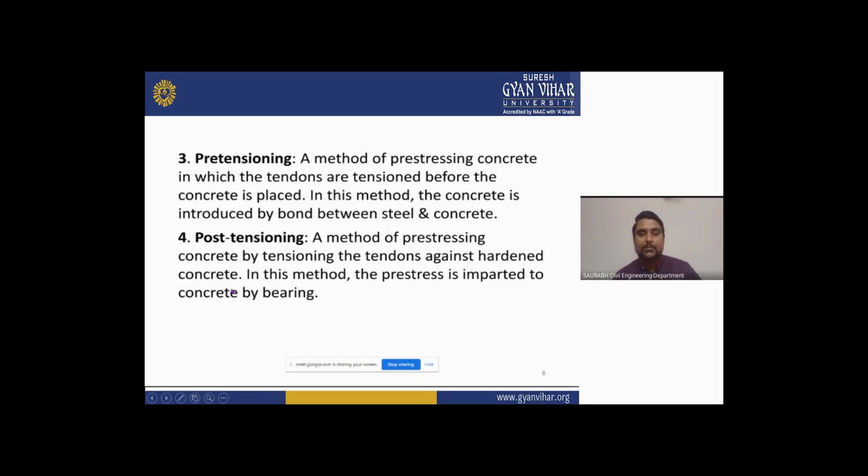First, we will see pre-tensioning, a method of pre-stressing concrete in which the tendons are tensioned before the concrete is placed. In this method, the pre-stress is imparted to the concrete by the bond between steel and concrete. And post-tensioning is a method of pre-stressing concrete by tensioning the tendons against the hardened concrete. In this method, the pre-stress is imparted to the concrete by bearing.